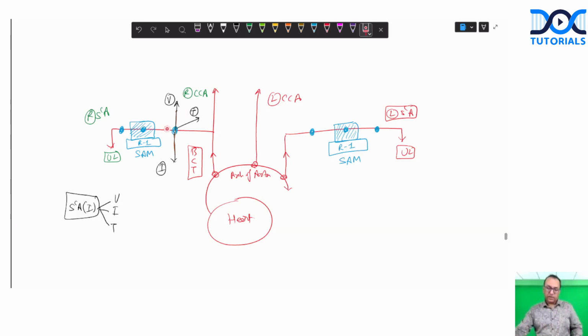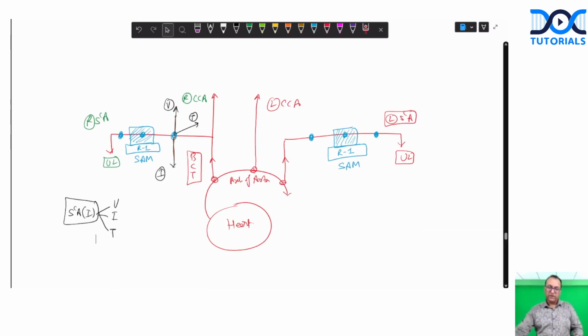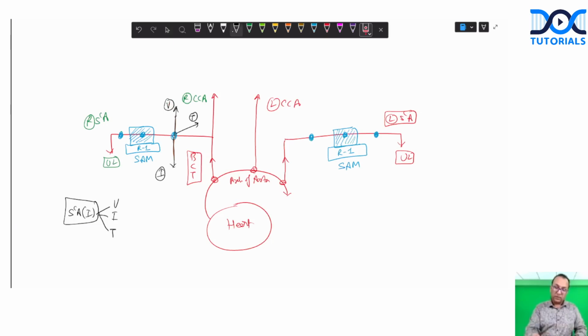As you are telling, the first part of the subclavian artery, which is proximal to the scalenus anterior muscle, is giving these V, I, and T branches. What is this V going upward? The V which is going upward is the vertebral artery, which you see here. The V is the vertebral artery, and it is going to supply the circle of Willis in the brain.